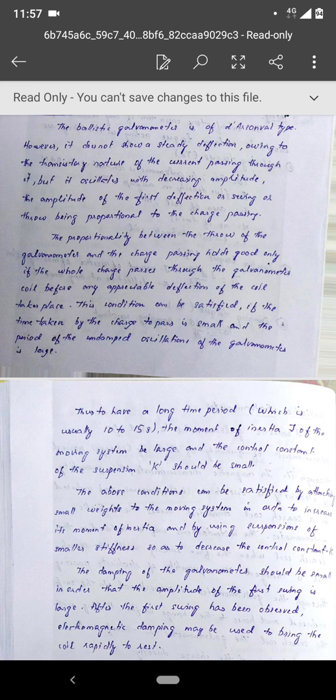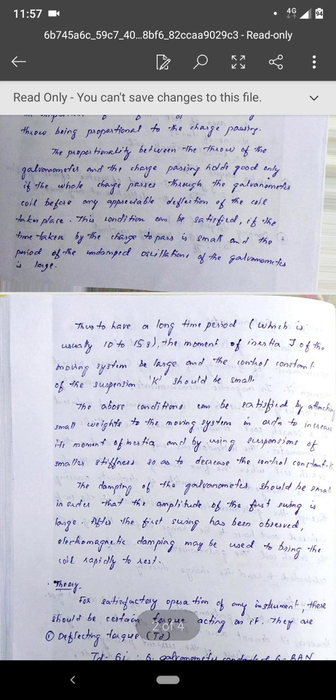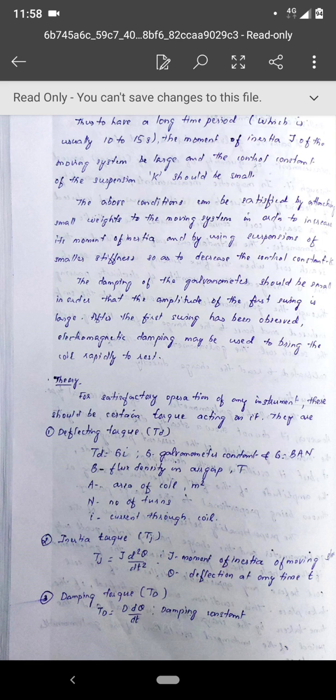The first swing or first throw of the galvanometer is very important, and that is what reflects the change in flux, and that is what we want to note. So these are the things we have to remember as an introduction. Construction-wise, you can read from the materials that I am circulating. Then we come to the theory part. As I have discussed, these are the four torques, that is deflecting torque, which is given by Td equal to Gi.